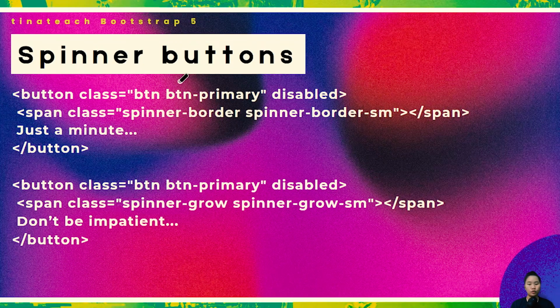Now the button primary, disabled. Right, if you hover on it, it doesn't have any special color change or anything like that. Spinner border small. Just a minute, right? And this one, we actually have animation, spinner grow small, disabled. Also, don't be impatient.